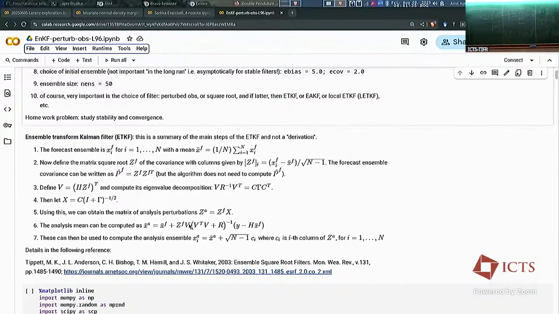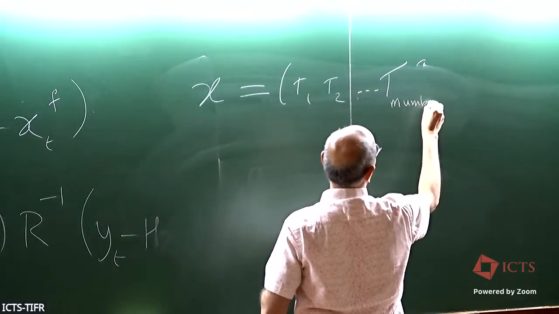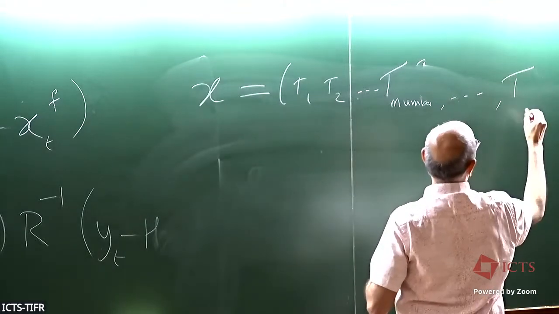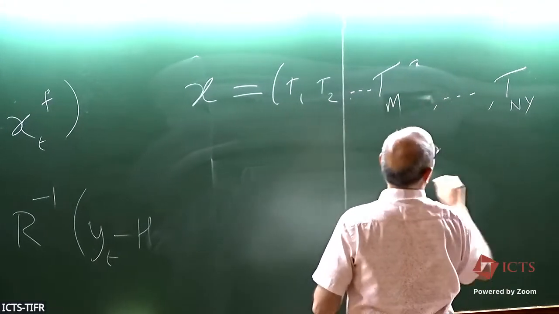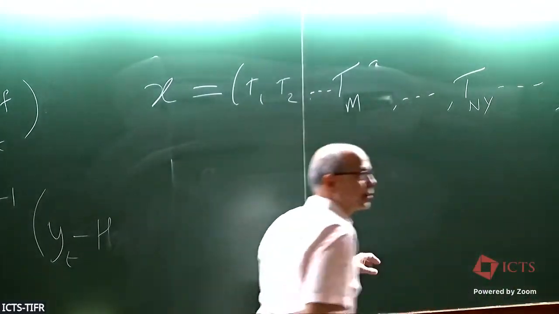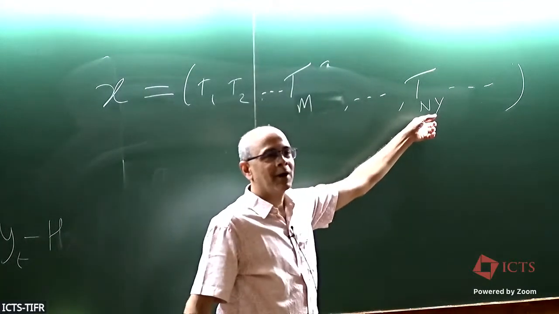So suppose X is, for example, think of this as temperatures over the Earth's surface. So there will be some temperature somewhere. There will be some temperature in Mumbai and some temperature in, say, New York. So I'll just write this as Mumbai and New York, and so on and so forth.